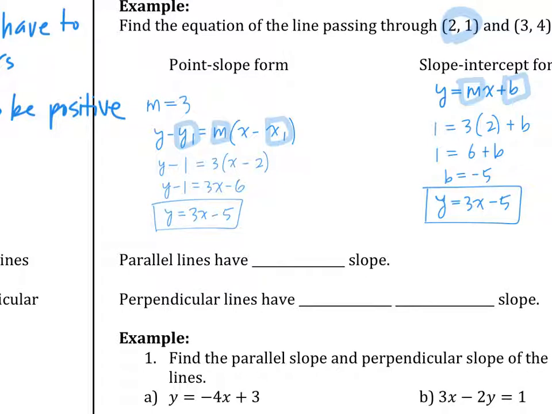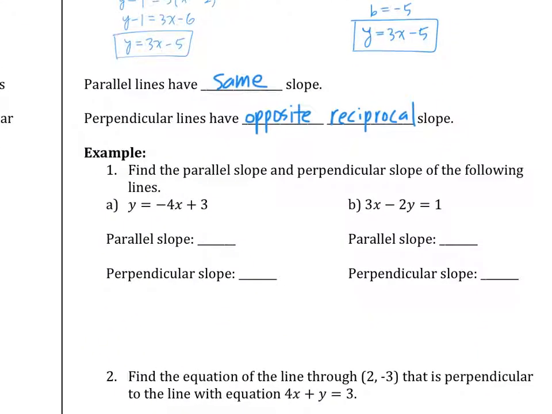Next, parallel lines. If I have 2 parallel lines, what kind of slopes do they have? Same. If I have 2 lines that are perpendicular like your warm-up yesterday, what are the slopes of them? Opposite reciprocal. So opposite means that they're negative of each other, and reciprocal means that one of them is 1 divided by that number. Opposite reciprocal. So let's go ahead and have you practice.